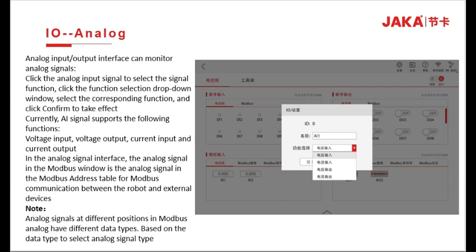In the analog signal interface, the analog signal in the Modbus window is the analog signal in the Modbus address table for Modbus communication between the robot and external devices. Analog signals at different positions in Modbus analog have different data types. Select the analog signal type based on the data type.